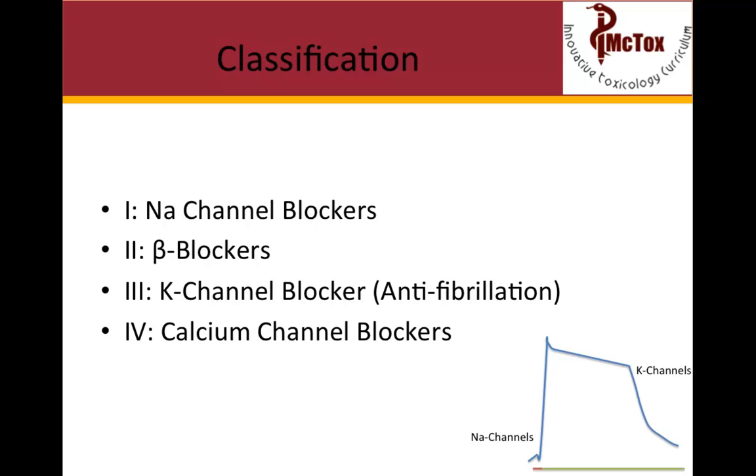Class 3 agents block potassium channels and prolong both the action potential and the refractory period. They are also called antifibrillatory drugs. If you remember, Class 3, like Class 1A and 1C, all have potassium channel blocking properties and can cause prolonged QT even in therapeutic doses. Clinically, QT prolongation is important because it may lead to torsade de pointes.